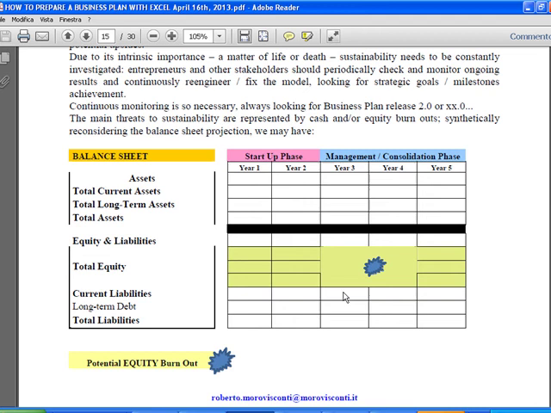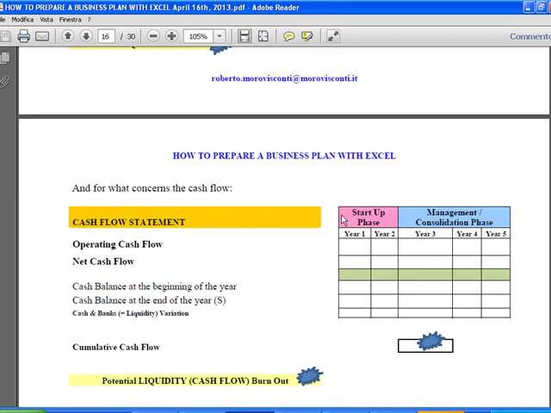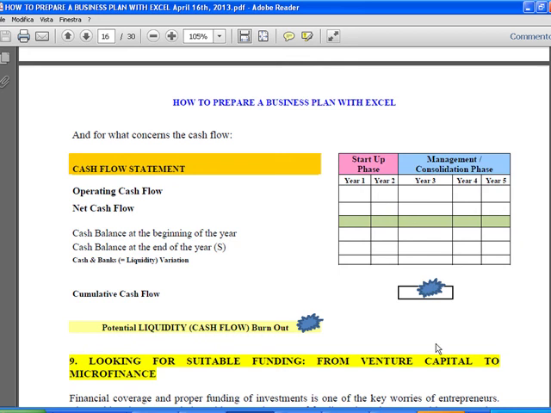But we can also have a cash burnout. We have a cash flow statement, startup phase, year one, year two, then management consolidation phase, year three, four, five. In year three, for example, you can have a negative cash flow with some items to be considered and strategic opportunities to be implemented to solve the problem.